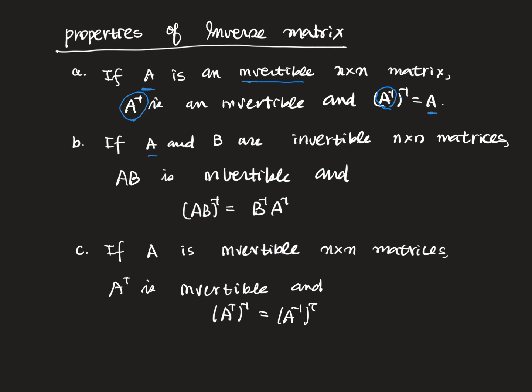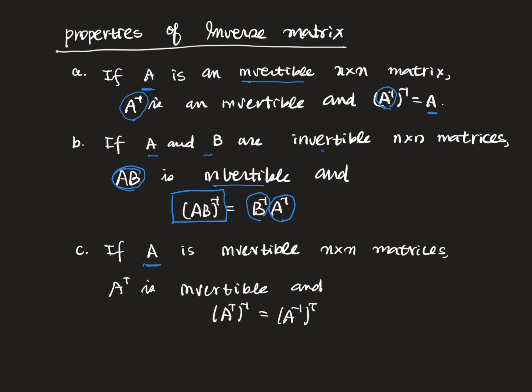Second, if A and B are invertible, then AB, the new matrix after multiplication, is invertible. How can we find the inverse of AB? A very easy way: the inverse of B times the inverse of A. That's the inverse of AB.